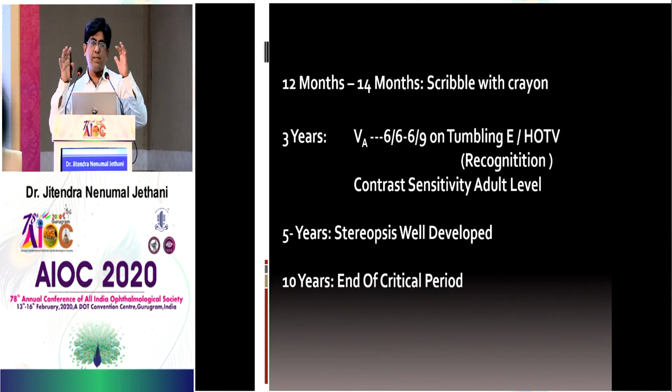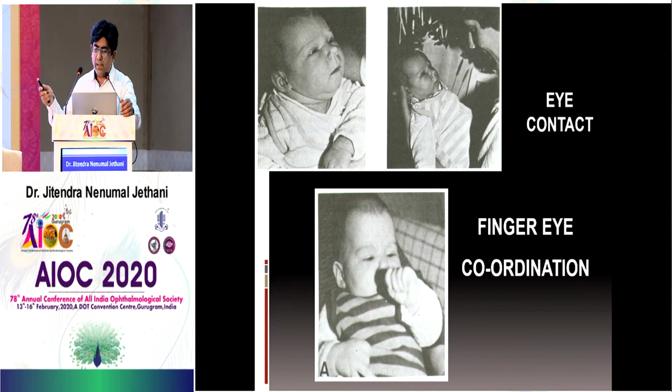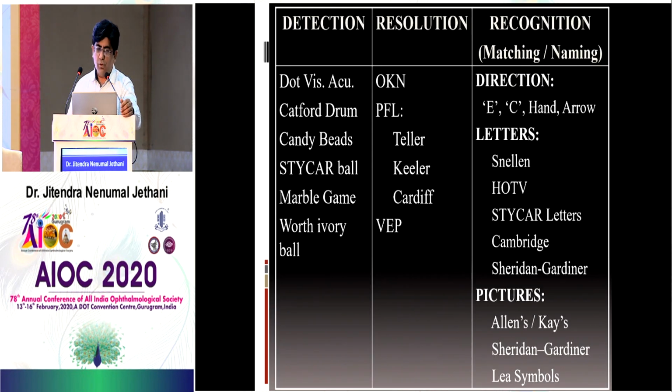With this background, you should be moving forward. This is just to show you that a newborn infant can imitate some basic expressions of the mother, and a 2-year-old tries to talk with his favorite doll. Likewise, you have to know about these things. These are the different types of visual acuity testing: detection, resolution, and recognition. You should have a fair idea of what you are actually looking for. Without that, you cannot really make out whether the child is able to fix or not.